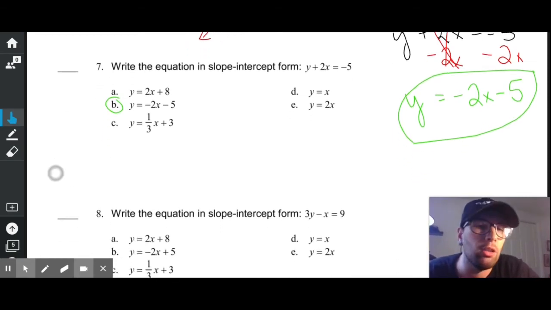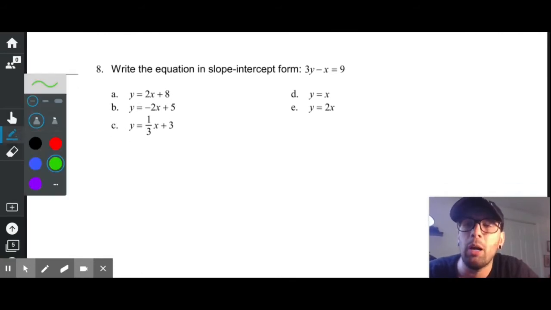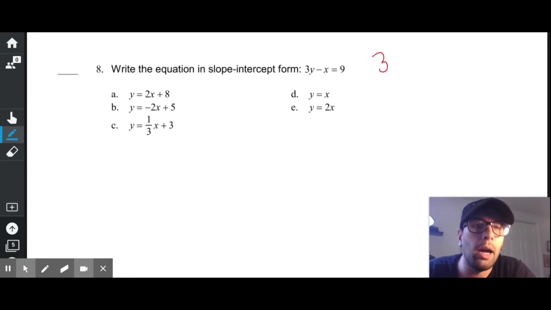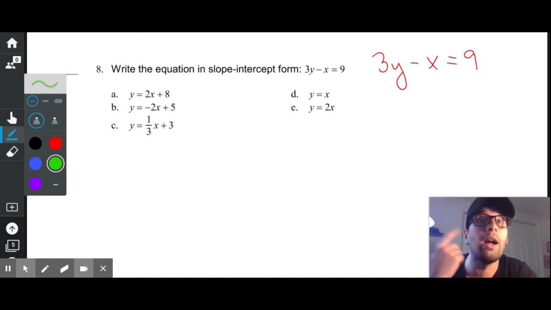Write the equation in slope-intercept form. Same exact type of problem, but this one's a little bit worse. I have 3y minus x equals 9. Not only do I have negative x in the way, but I have 3 in the way. So what I'm going to do is get rid of the guy that's floating around first, and the guy that's floating around is negative x.